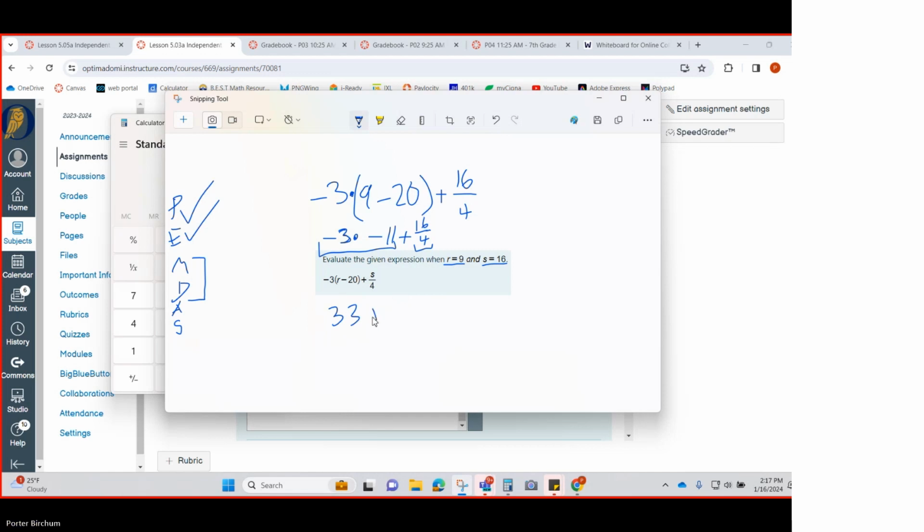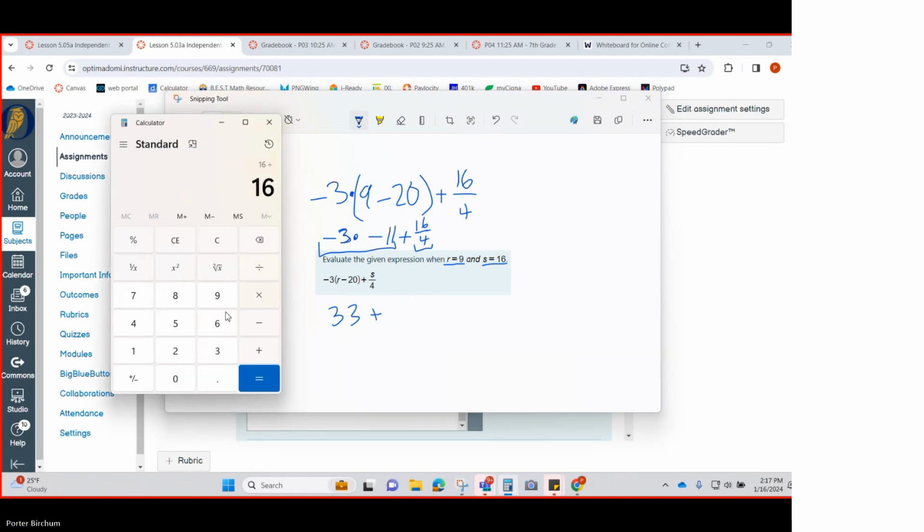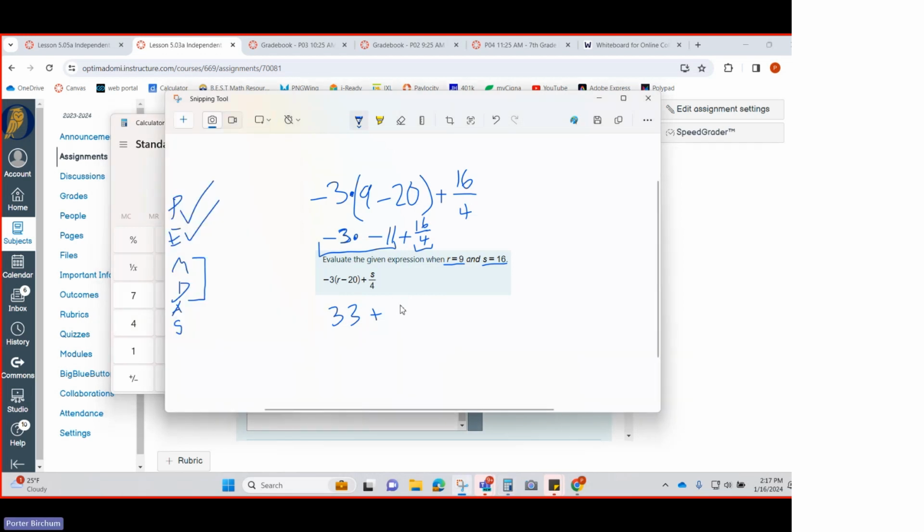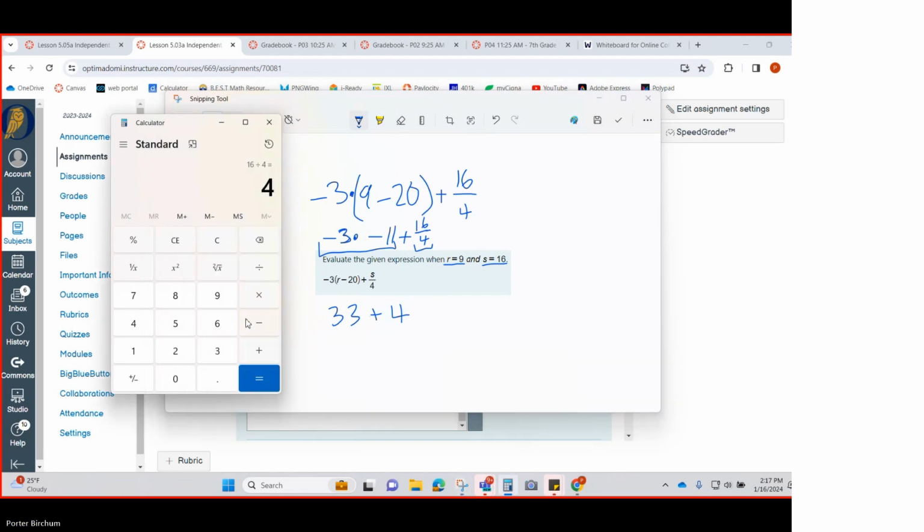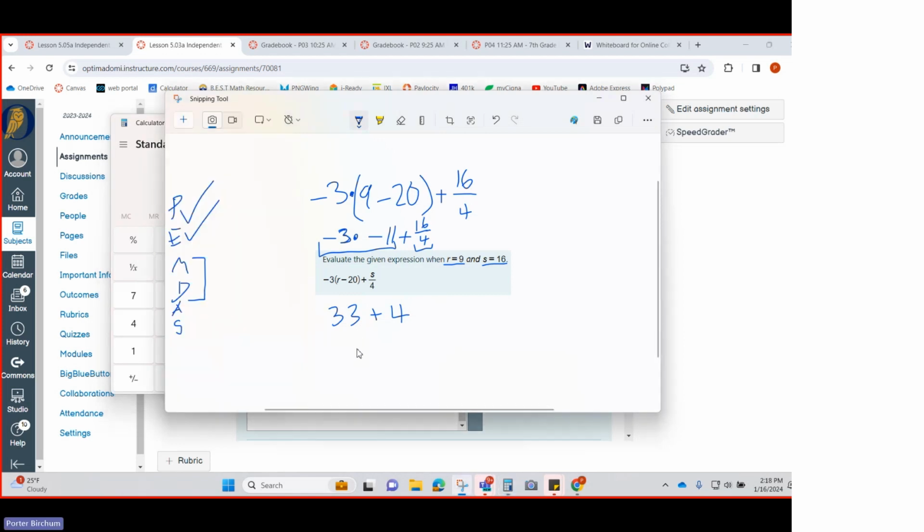Plus, what is 16 divided by 4? That is 4. So instead of 16 over 4, I'm going to write 4. Now I have 33 plus 4. That is 37. The end of these problems is really nice. But we have to get there first, right?